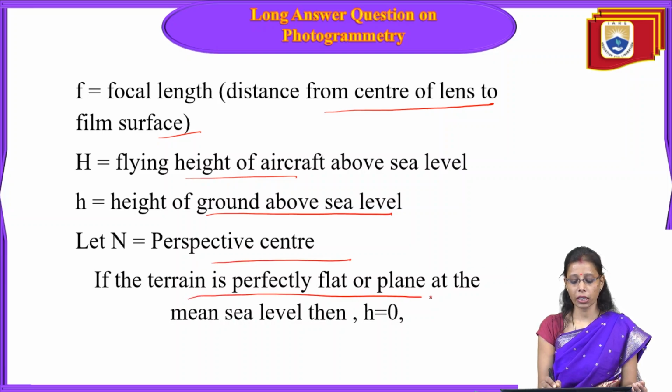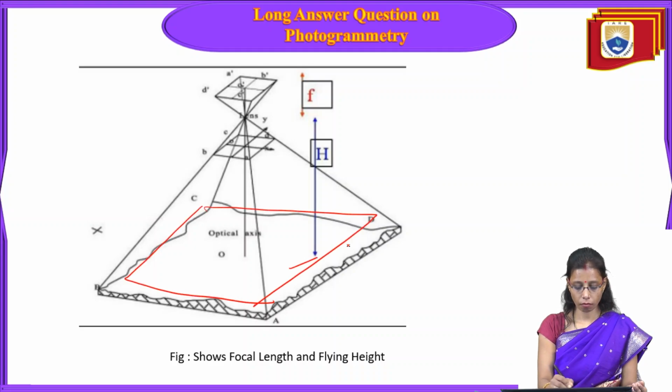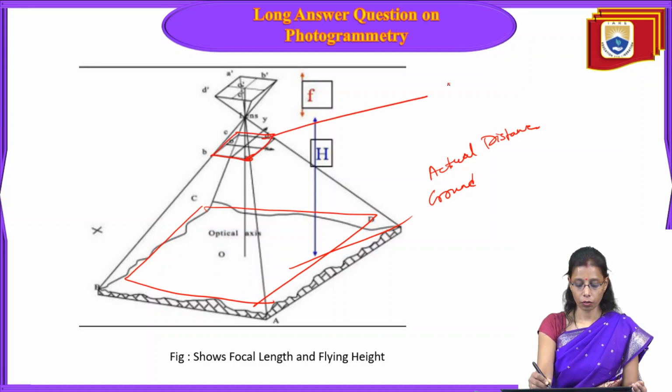If the terrain is perfectly flat or plane at the mean sea level, then h is equal to 0. So this is the actual I was talking about. So this is the ground, if you say. This is the ground. So this is the actual distance. And here you have the photo. So this is the photo distance. So this is the actual distance and the photo distance. And this much area is going to be covered.